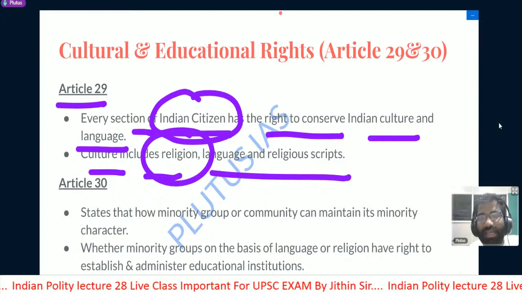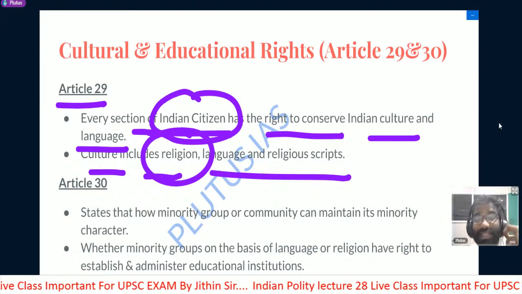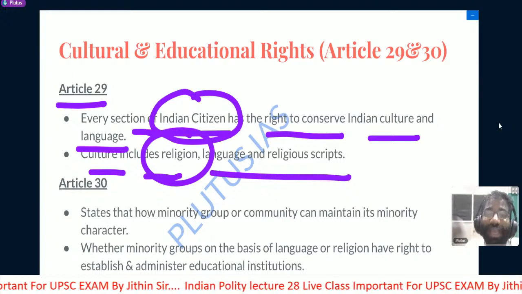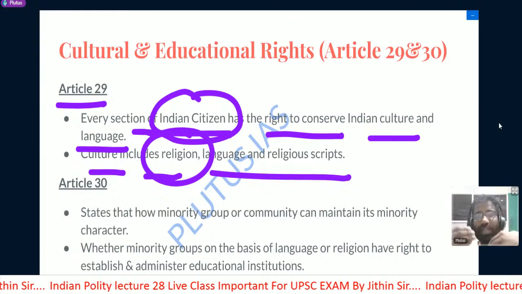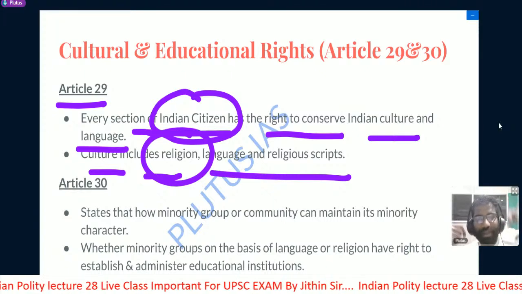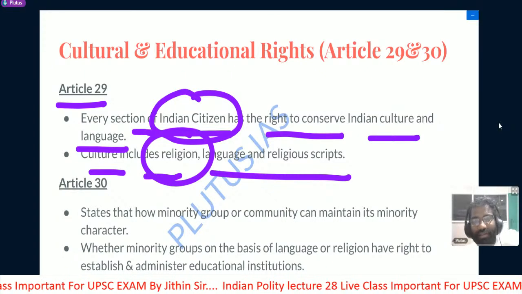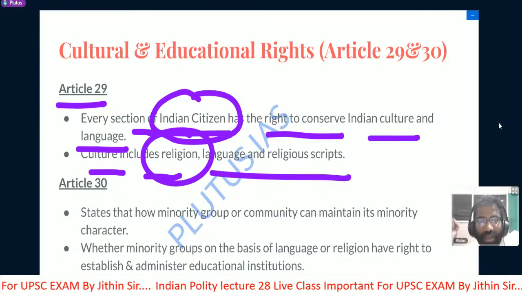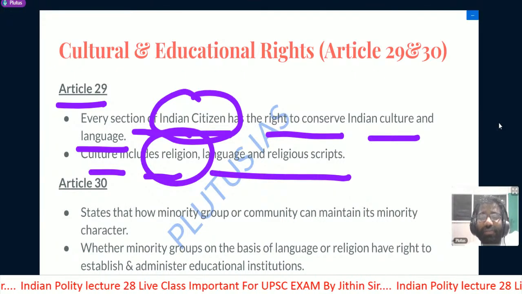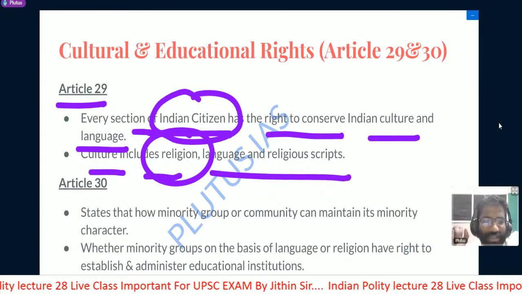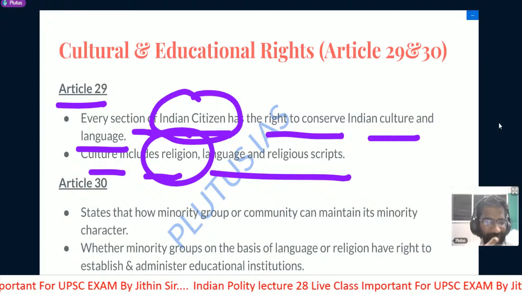Preserving does not mean putting that in a fridge and preserving it for the next gen. Preserving means you pass the things on to the next generation, you teach them, and it goes from generation to generation. And religious scripts like the Quran, Bhagavad Gita, Bible, all the religious books, you have the right to preserve that. So Article 29 basically deals with it. Right? Anyone has any doubt? It's a very simple article.